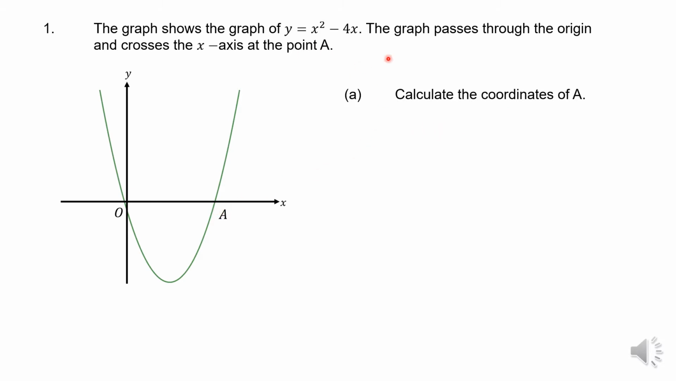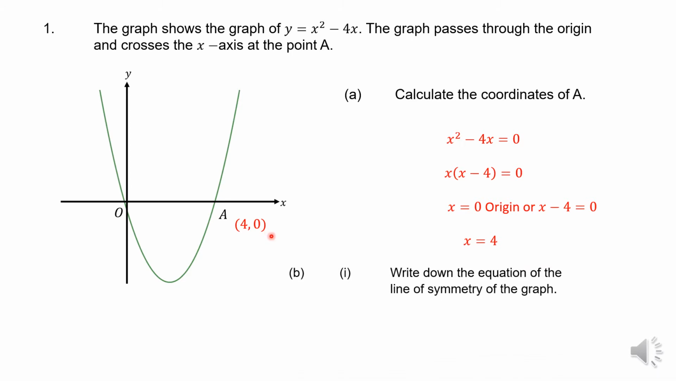In order to find the coordinates of point A, we need to know the value where the graph cuts the x-axis. The equation of the x-axis is nothing but y equals 0. So I'm going to take my function and let it equal 0. As an equation, it's x squared minus 4x equals 0. I'm going to factorize, because I have two terms. I know that x equals 0 is one solution, which is the origin, but I'm looking for the other value, so x equals 4. So the coordinates of A are the point (4, 0).